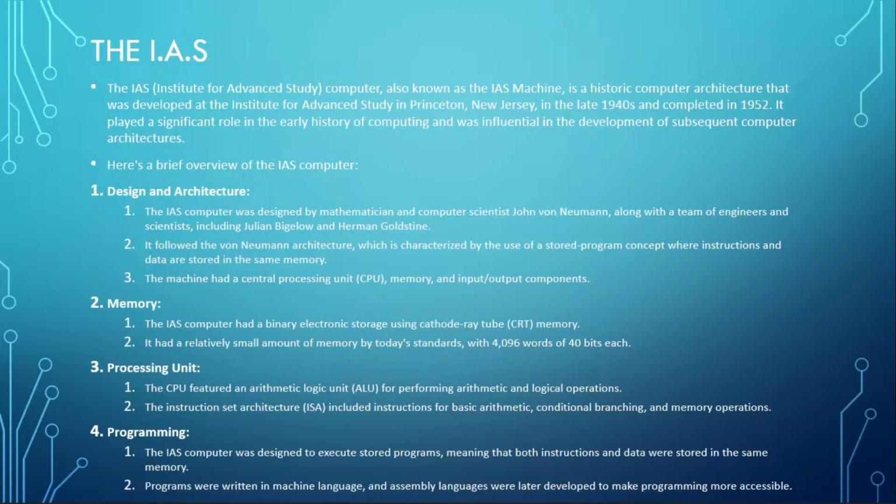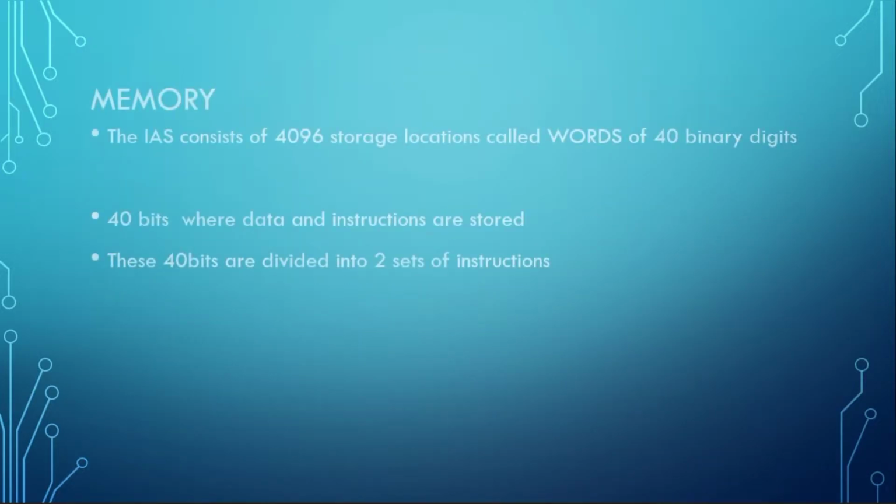And when this assembly language was developed, it made programming easier for programmers like you and I. All right, so let's get in deeper what memory actually is. So we said that the IAS consists of 4096 storage locations called words, and these words contain 40 binary digits each, right? So now let's get into what binary digits are.